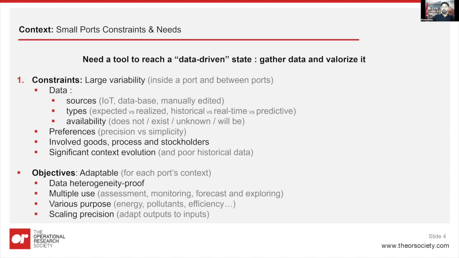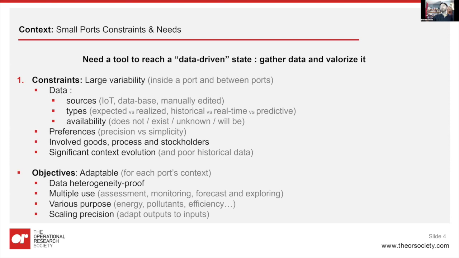In some ports, they are the owner of every process and resource, and sometimes they own nothing. And finally, last but not least, you have significant evolution of the processes and machines. So you cannot exploit historical data that much to forecast the future. So as you can see, it's not the sweet spot for machine learning or uncertainty management. But anyway, we have to address this context.